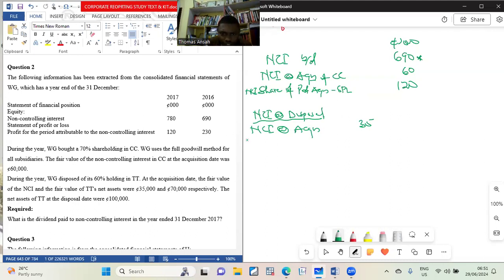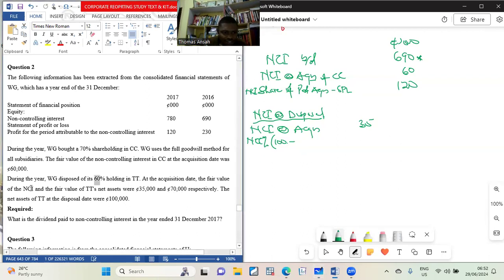So NCI share or post-acquisition of that particular person. We will need the NCI at reporting. All right, so fair value of net asset at reporting minus the acquisition so that we get post-acquisition. But at reporting won't happen because the entity was sold midway. So you just be looking at the fair value at the time they dispose it. At the time they dispose it is this 100,000.